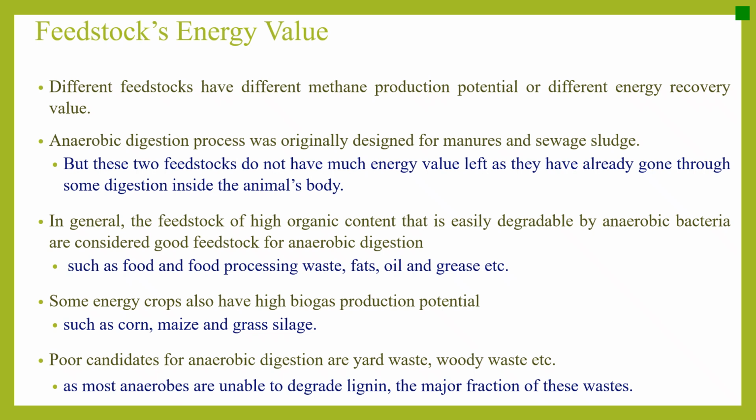In general, feedstocks of high organic content that is easily degraded by anaerobic bacteria are considered good feedstocks for anaerobic digestion, such as food and food processing waste, fats, oil, and grease, etc. Some energy crops also have high biogas production potential, such as corn, maize, and grass silage. Poor candidates for anaerobic digestion are yard waste, woody waste, etc., as most anaerobes are unable to degrade lignin, the major fraction of this waste.